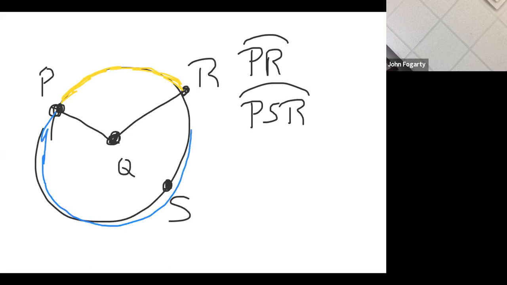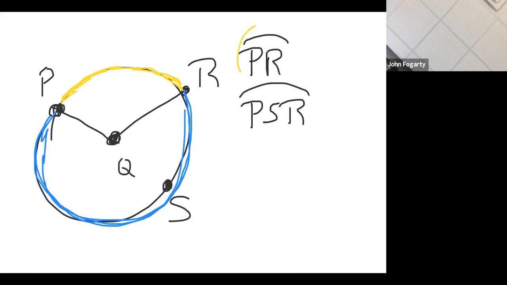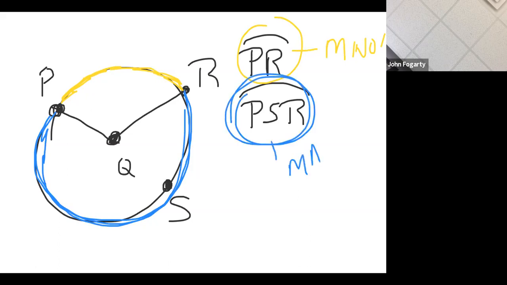So which one is this? Yellow or blue? That's yellow. That's the yellow one. That's what we call the minor arc. How come we call that the minor arc? Because that's the smaller one. This one here is the blue one, and that we call the major arc. Does that make sense to you guys?